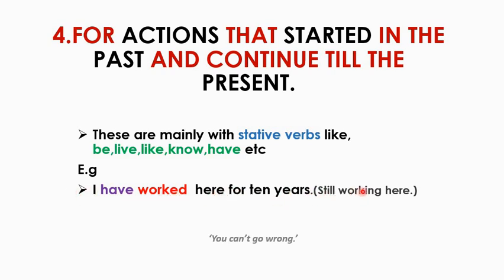This sentence means I am still working here and I haven't left that job because I am continuing. However, I started working in the past. I haven't stopped. It was in the past I started and it is affecting me right now. Maybe I got the job in 2014. I am still working here. So that's present perfect: action started in the past and continuing till the present.